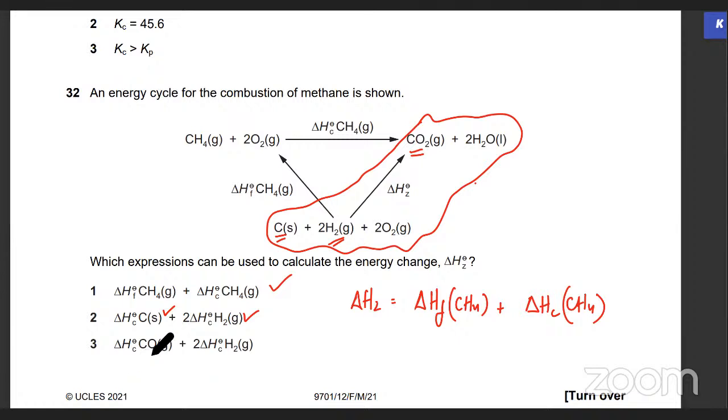So then you've got the last one, option number 3, which is the enthalpy of combustion of carbon monoxide and the enthalpy of combustion of hydrogen. That's incorrect, because it's not the enthalpy of combustion of carbon monoxide, it's the enthalpy of combustion of carbon. Your carbon is burning to produce carbon dioxide. So the third one is definitely incorrect. Okay. So the first 2 are correct.